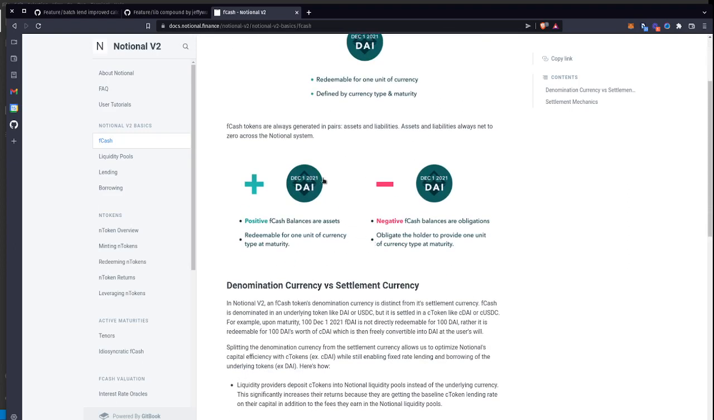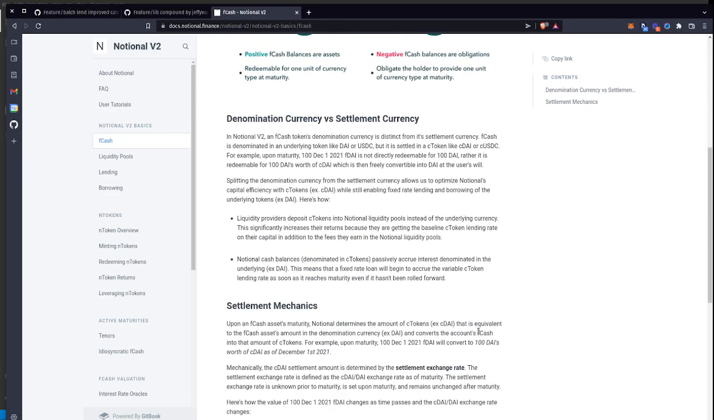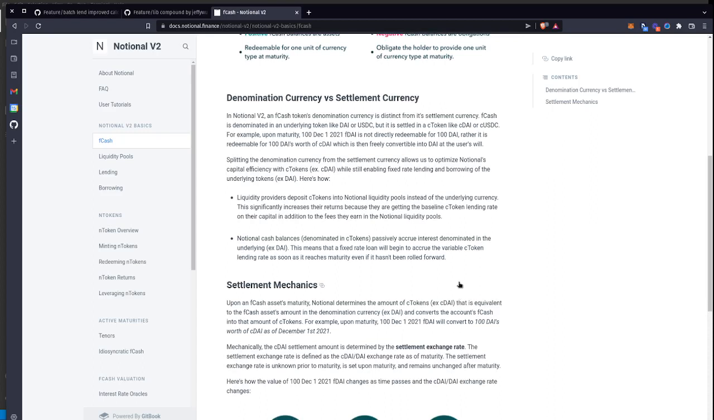fCash tokens can be positive or negative. Positive fCash balances are equivalent to lending. And in the code base that we're reviewing today, we will exclusively be working with lending balances. On the flip side, there are negative fCash balances that represent debts. Debts are less fungible than lending, and in this wrapper, we do not deal with debts at all. The settlement and denomination mechanics will come into play here, so this is important to understand.